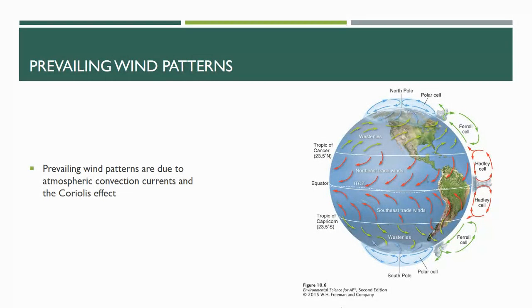Moving on, prevailing wind patterns are due to atmospheric convection currents and the Coriolis effect. So you might notice our prevailing winds. Those wind patterns on this globe picture here to the right show the same direction as if we were throwing a ball with the Coriolis effect. And then you can see the placement of the atmospheric convection currents: Hadley cells closest to the equator, followed by Ferrel and then polar cells.